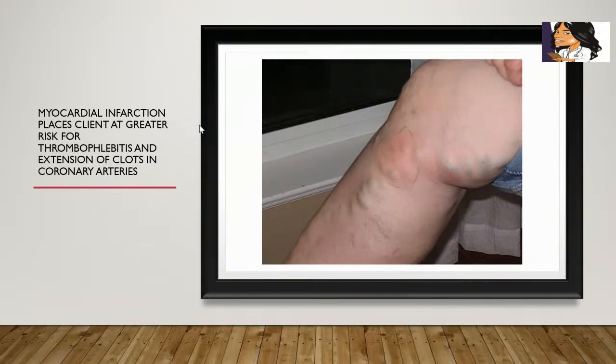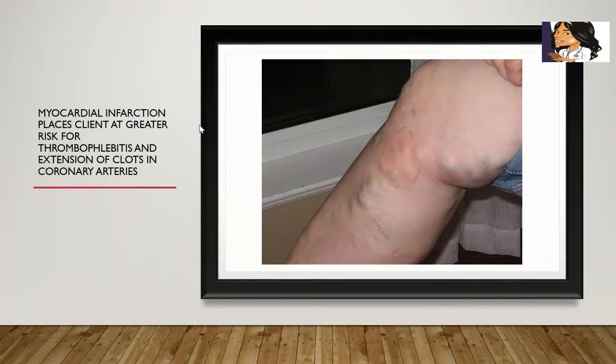Also, as I mentioned earlier, guys, the PT, the PTT, or the APTT, whatever you get, remember the coagulation factors will increase. MI does put the patient at risk for thrombophlebitis. So just take a look at the little pin mark. This patient, no doubt, has varicose veins, but this is the best image that I could find. So myocardial infarction places the client at greater risk for thrombophlebitis and extension of clots in the coronary artery.